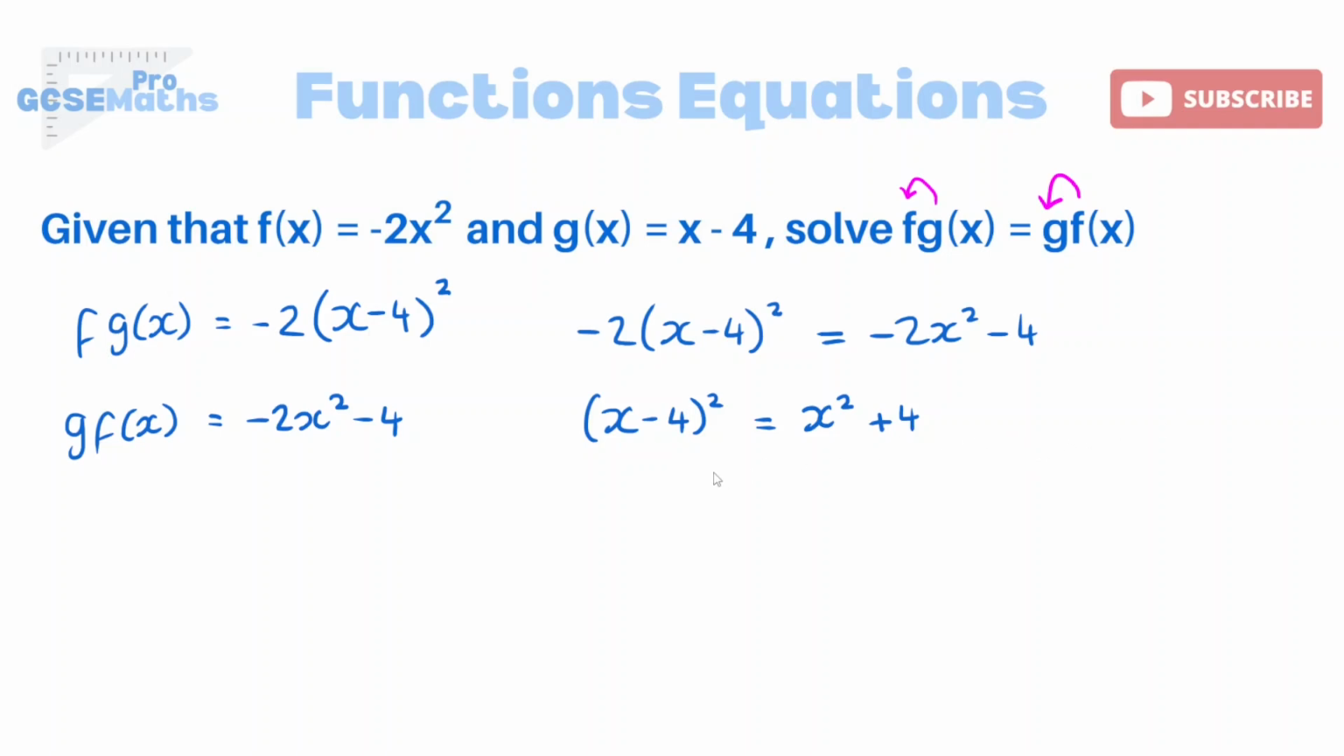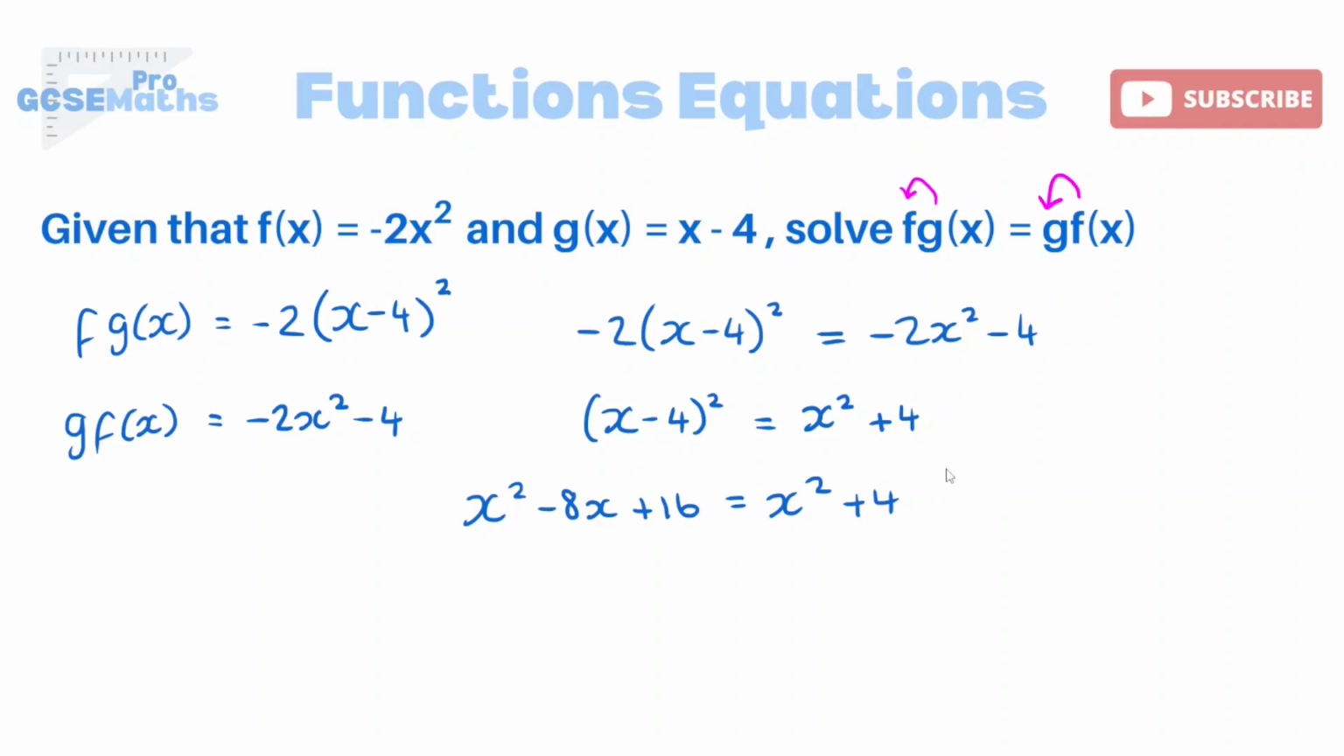Okay. Now I'm going to need to expand out this side, so that's technically double brackets, isn't it? So if I quickly expand it, I've got x squared minus 4x minus another 4x, so that's minus 8x, plus 16 equals x squared plus 4 there.